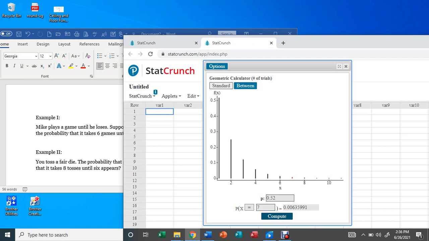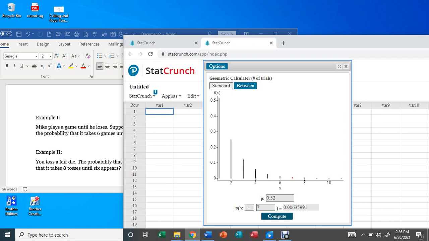So this is the only small difference between using the number of trials and using the number of failures in StatCrunch for geometric distribution. Just pay attention to these tiny things here.